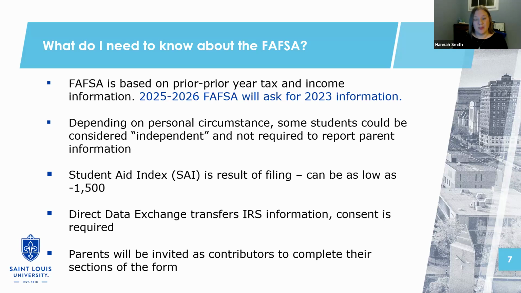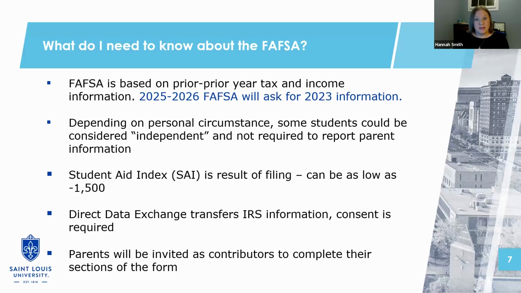Within the FAFSA form, there's something called the Direct Data Exchange that allows you to provide consent to have the IRS share your federal tax information with federal student aid. And so for anybody that's filled out the FAFSA before, this replaced the IRS data retrieval tool. If you filed it before, you'll remember you had to actually go out of the FAFSA form, go out to the IRS site, put in your information, and it had to match exactly what was on your return. And then if they could match it, it came into the FAFSA. This year, it is much more seamless.